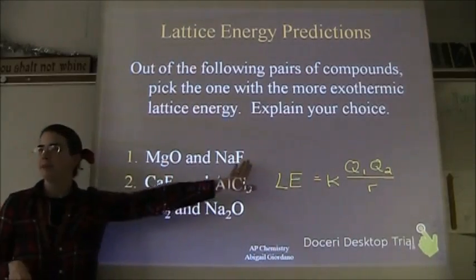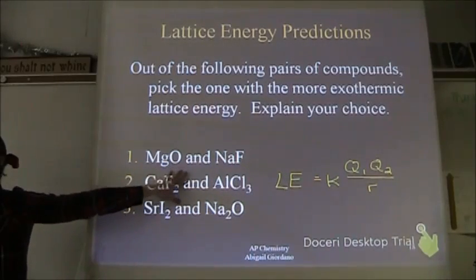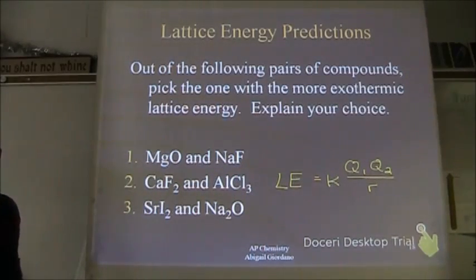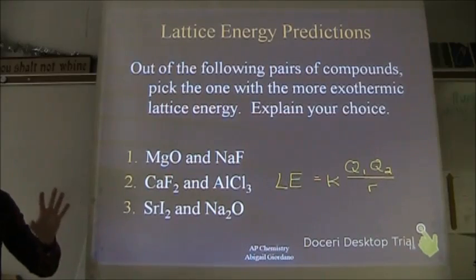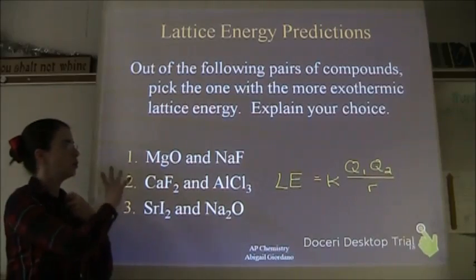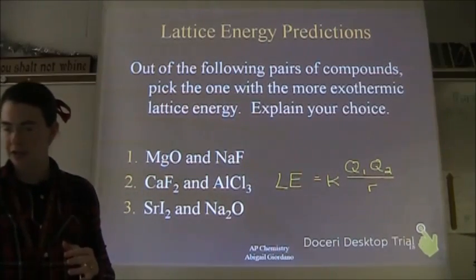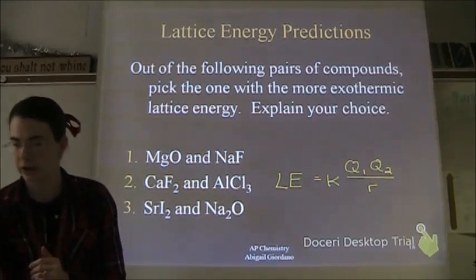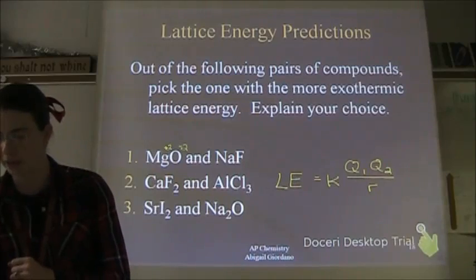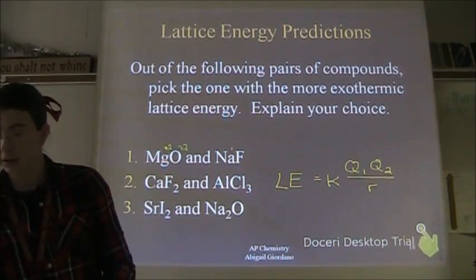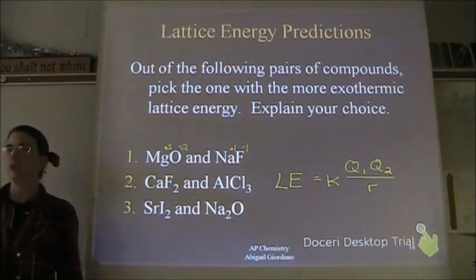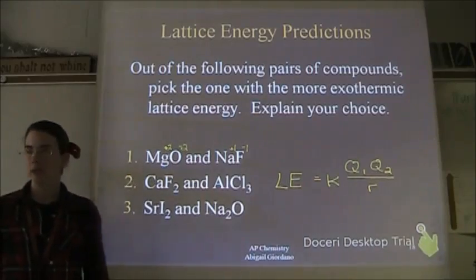All right, let's look at number 1. Let's say you come across a question, you're given these 2 ionic compounds, and you're supposed to come up with which one has the more negative or the more exothermic lattice energy. So you think, okay, I need to assign charges to these things. What is the charge of magnesium and oxygen here? +2 and -2. And how about the other compound, sodium fluoride? +1 and -1. Which one of those is going to give us the more negative lattice energy? MgO. Okay.